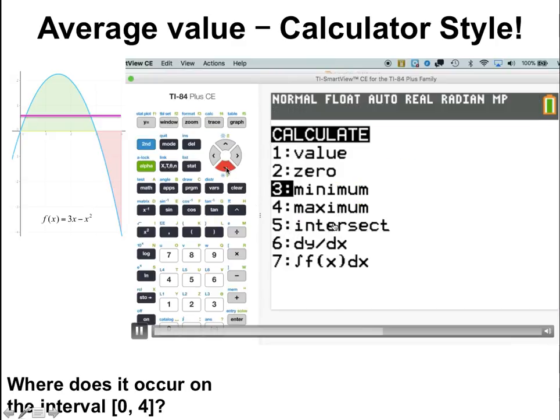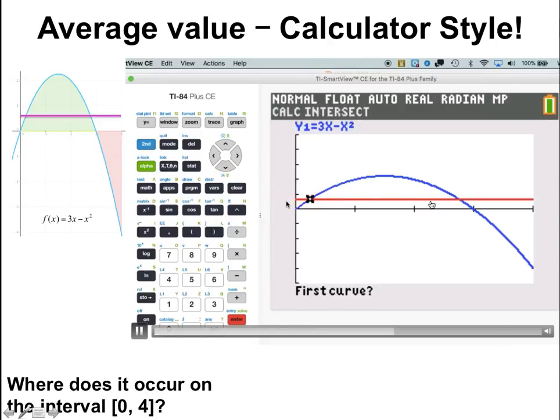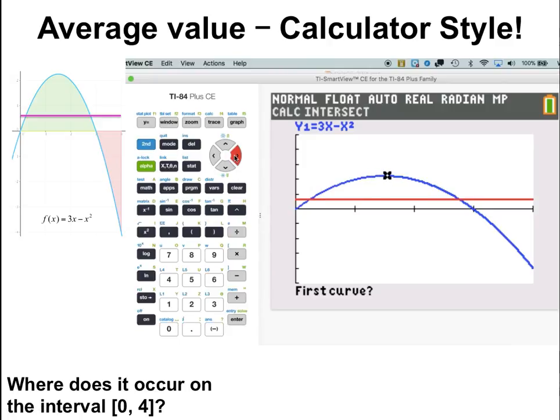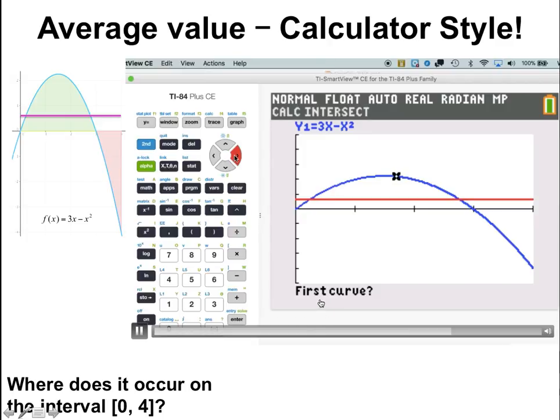Now I'm going to go back and do intersect again. And this time I'm going to get this intersection. So I'm going to arrow to the right until I get close to this intersection. I'm going to repeat my steps. So notice down here it's asking me to confirm the first curve again. So I'm traveling right now along the parabola. And as I get a little closer to that right intersection, I'm going to go ahead and confirm the first curve by pressing enter right here.